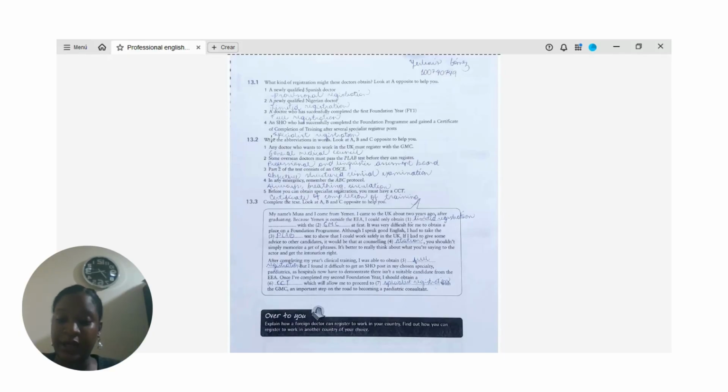Okay, let's continue. After completing my year of clinical training, I was able to attain full registration, but I found it difficult to get an SHO post in my chosen specialty, pediatrics, as hospitals now have to demonstrate the range of suitable candidates from the EEA. Once I complete my second foundation year, I shall obtain a CCT, which will allow me to proceed to specialist registration with the GMC, an important step on the road to becoming a pediatric consultant.